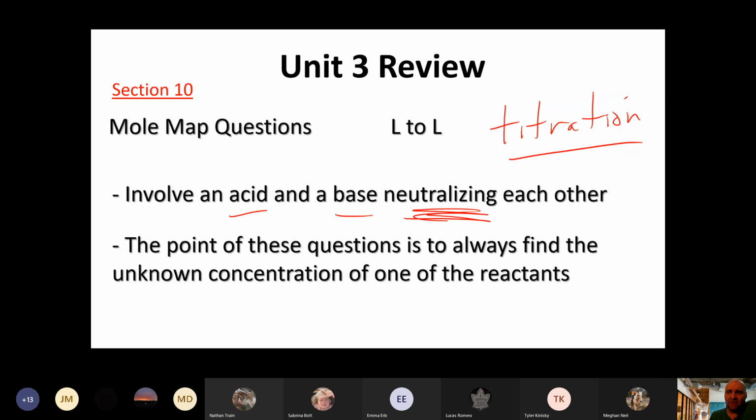Now, sometimes kids get bogged down. They see a couple volumes and a concentration, and they automatically think that they're using the dilution formula, which is incorrect. These questions are not dilution, even though in essence we're given 3 of the 4 things here. It's not a dilution because it's 2 substances reacting. It can't be a dilution. Dilution is just 1 substance and you're adding water. So with these ones, grab your mole map and just follow the steps. The equations are literally on your mole map.